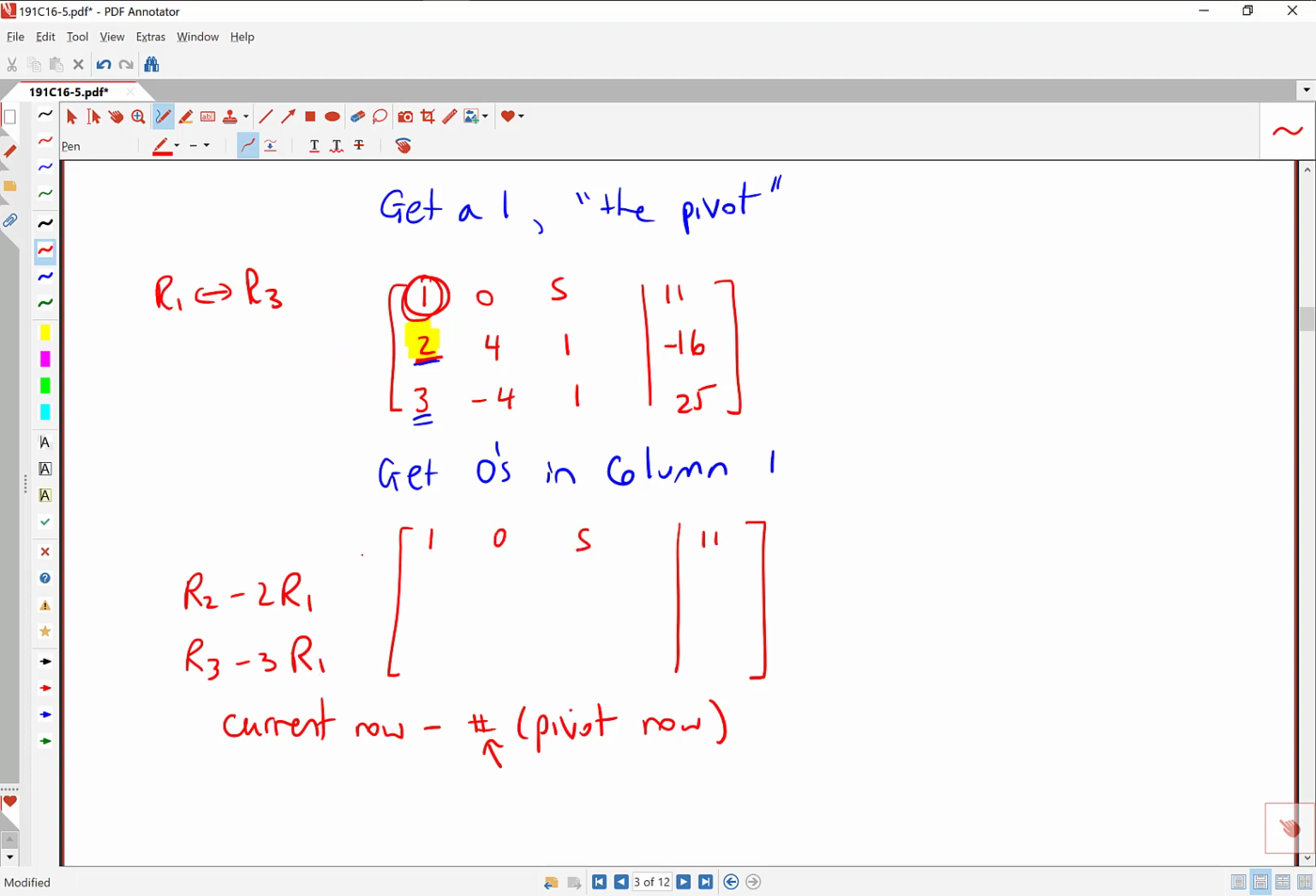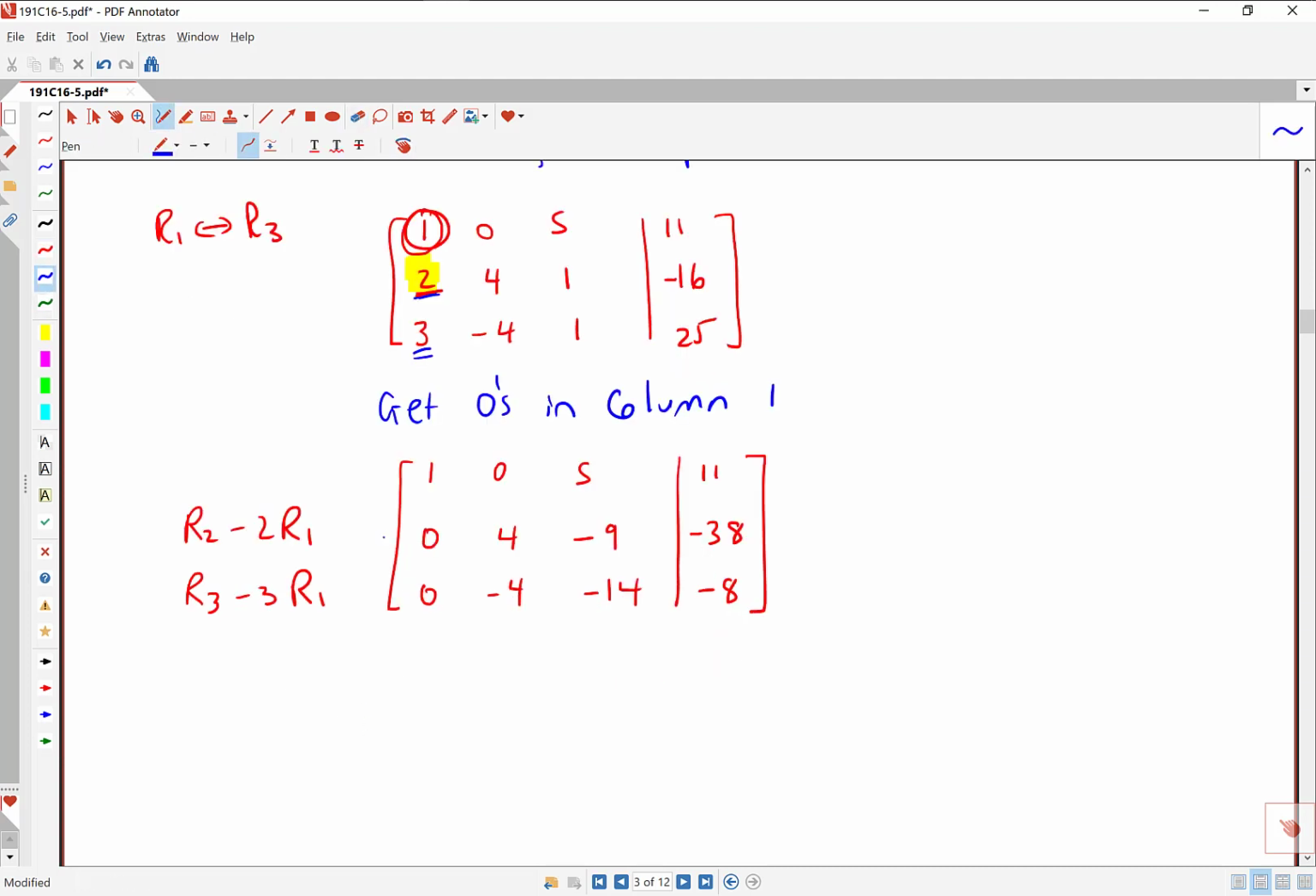So row 2 minus 2 row 1 is going to give us 0, 4, negative 9, negative 38. And if we do row 3 minus 3 row 1, 0, negative 4, negative 14, and negative 8. So now the first column's all cleaned up. We're going to move from our previous pivot down and right, and we're going to create a new pivot in this position here.